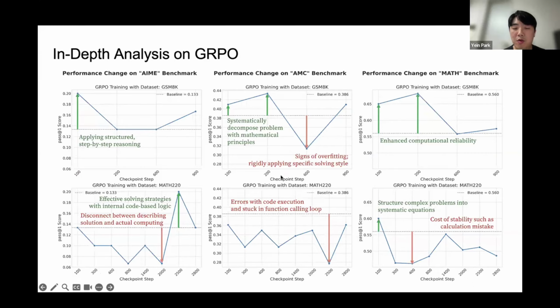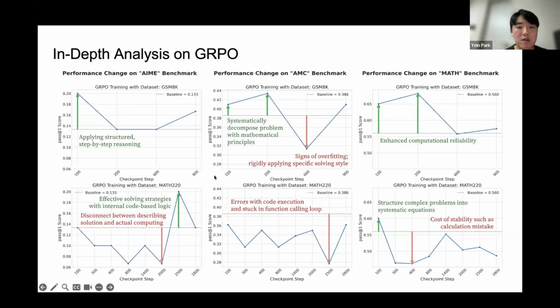And we pinpoint the performance change from checkpoint 100 to checkpoint 900. The GRPO training increased the performance by applying structured and step-by-step reasoning, which are also in the appendix of our paper, like the actual answers of these models. They also use some effective solving strategies, but the connection between the described solution and the actual computation decreased its performance when it reached checkpoint 2000.